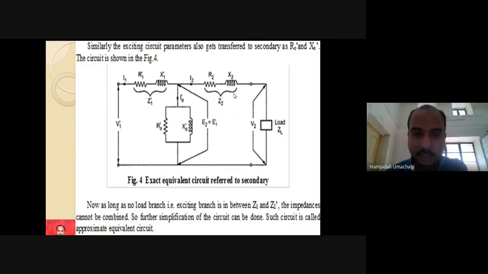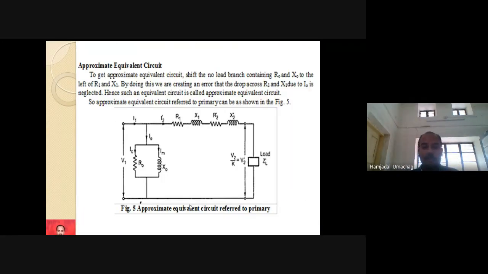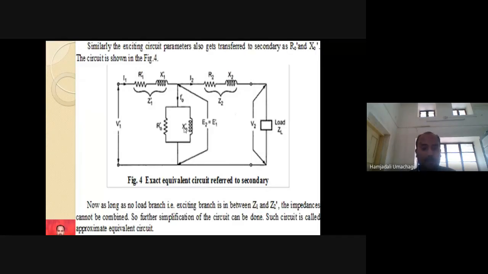And the last circuit diagram is the approximate equivalent circuit diagram. Approximate means that if this magnetizing branch is present in between the primary and secondary parameters, then it becomes complex for us to do the calculation. Yes or no? For that sake, we are entirely shifting this magnetizing branch to the source side, assuming that it is not going to cause much drop in the voltage.